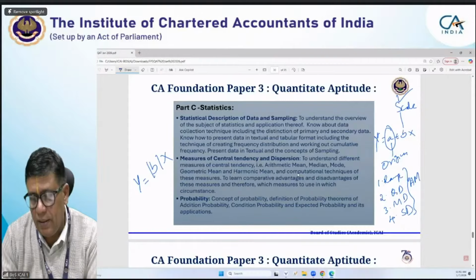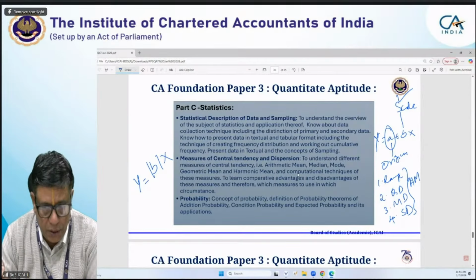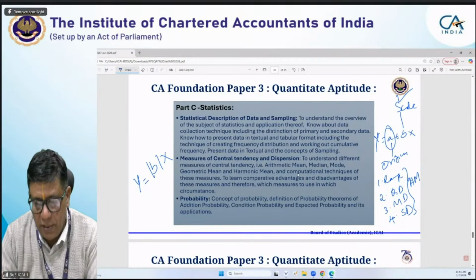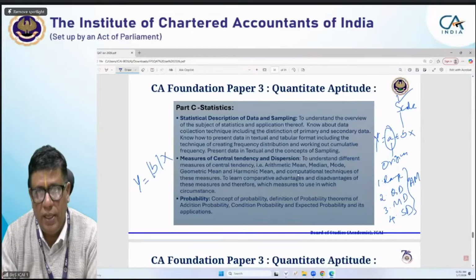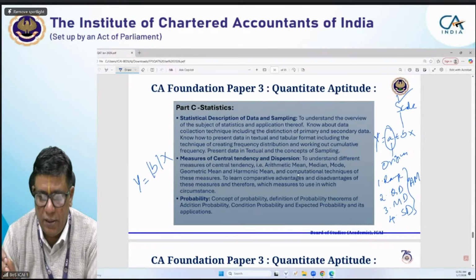For data, especially for quality control purposes, range is also used. Next, for the temperature of a day, the maximum and minimum temperature difference is also used as a range.